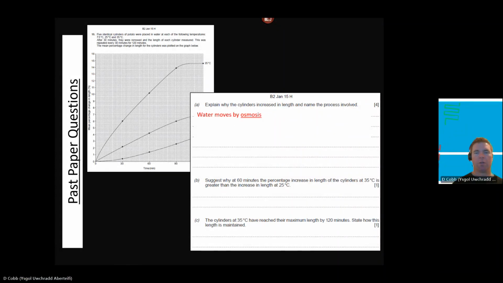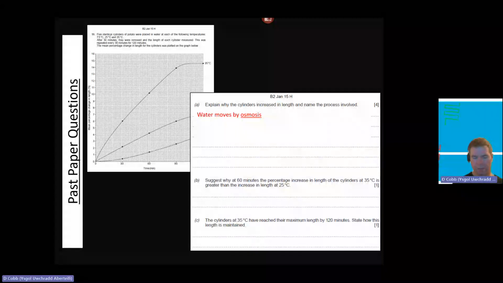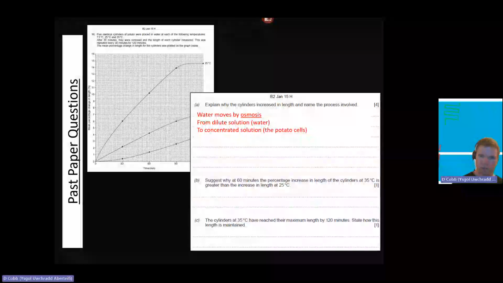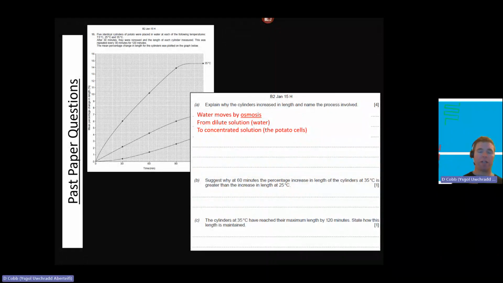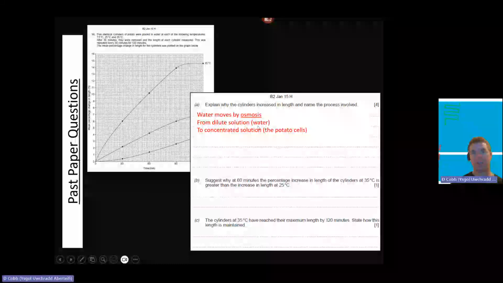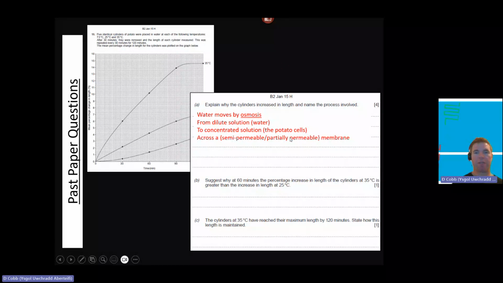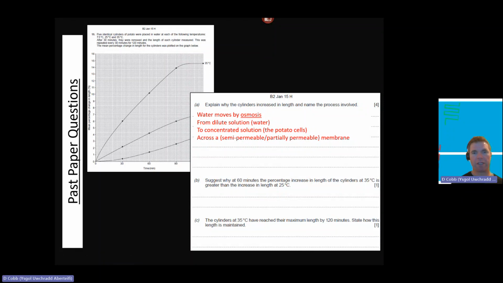Here we go. Water moves by osmosis. Same thing as before. It moves from a dilute solution, the water that's surrounding those potato cells, to the concentrated solution, which is inside the potato cells. So what I know is water's gone into the potato. That's why they've increased in length. So therefore, I just need to make sure I've got what's inside the brackets correct. It's going into the potato cell, so it goes from the dilute solution, which is the water, put in pure water, and into the concentrated solution, which must be the potato cells, across the semi-permeable membrane. It's the same answer. All I've changed is what's in the brackets.